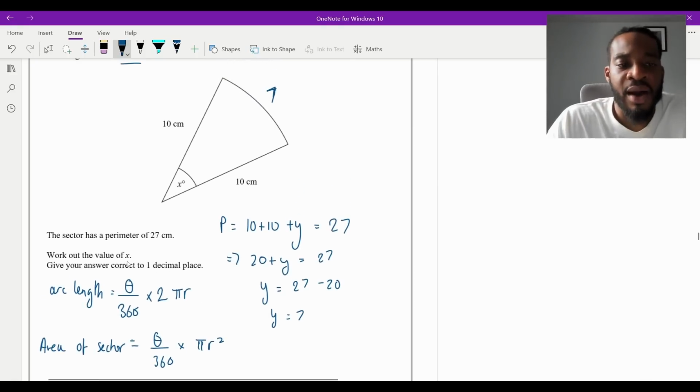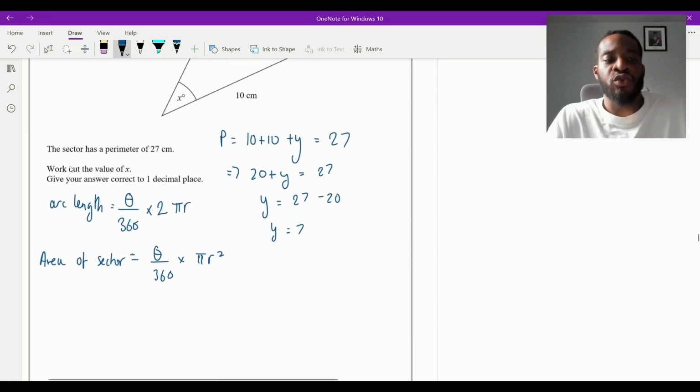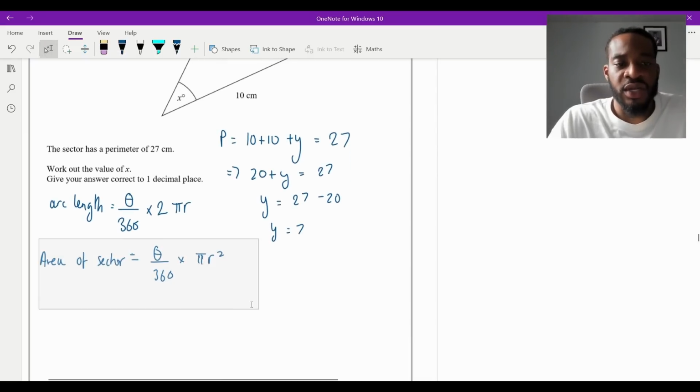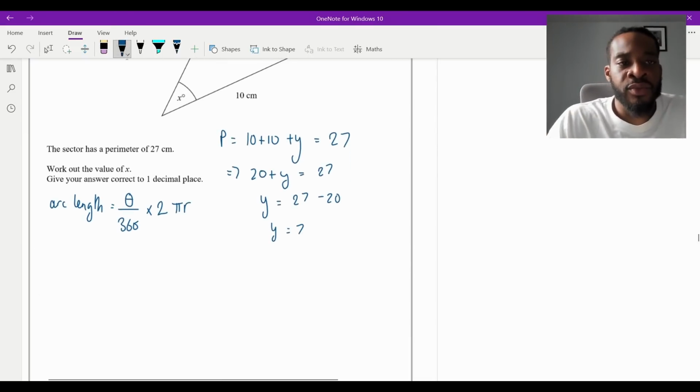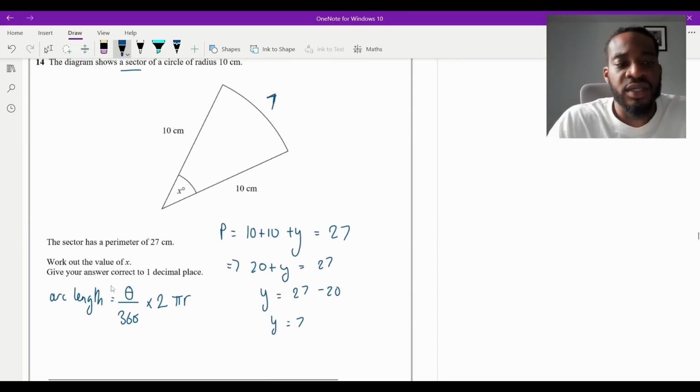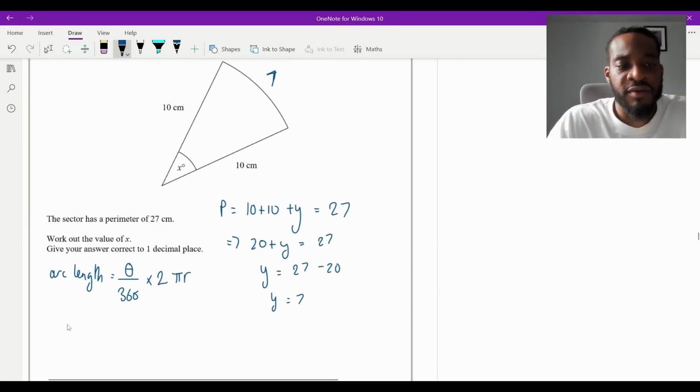Well, they've told us about the perimeter, and from there we deduced that the arc length was 7. So for me, that tells me I want to use the arc length formula because I know the arc length is 7. So I'm going to delete this formula here because I don't need it, and I'm going to use this one. Now, if I plug in everything that we know into this formula, the arc length we know is 7. The angle theta in this case is going to be x over 360, and we're going to multiply that by 2 pi, and then the radius is 10.